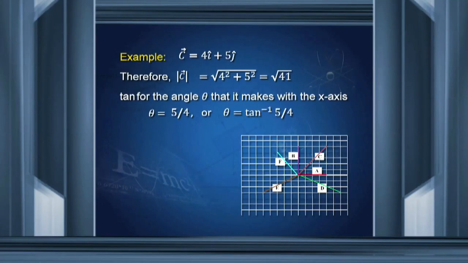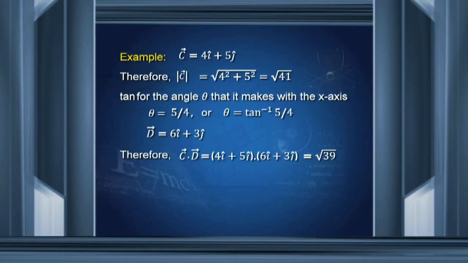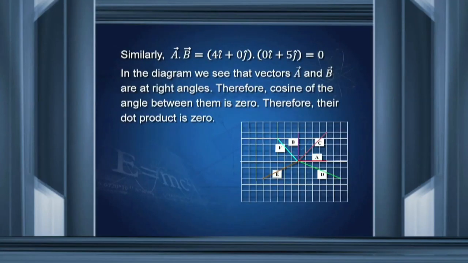Take another example, vector D in the same diagram. This D is 6 i cap plus 3 j cap. And you can have the product C vector dot D vector and use the rules that I have stated earlier, and you will see that it is the square root of 39. Similarly, you can take A dot B in this diagram. This is for your exercise, and you can see that A dot B is equal to 0.